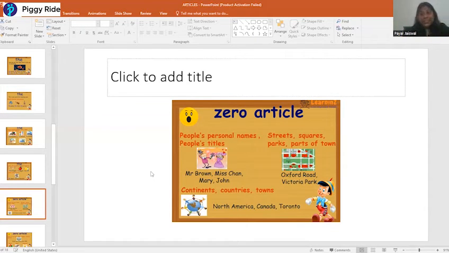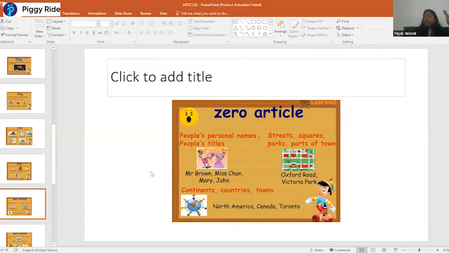Before streets, squares, parks, and parts of town, don't use any article. Zero article is applicable, like Oxford Road, Victoria Park, Park Street, Cormac Street, Russell Street, okay? So don't put any article when we are having streets, squares, parts of town, parks, okay? Let's meet at Oxford Road. Let's visit Victoria Park. We do not put any article, okay?